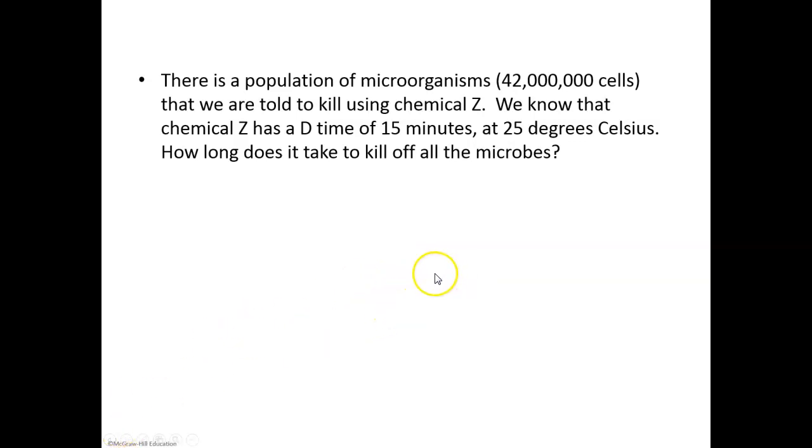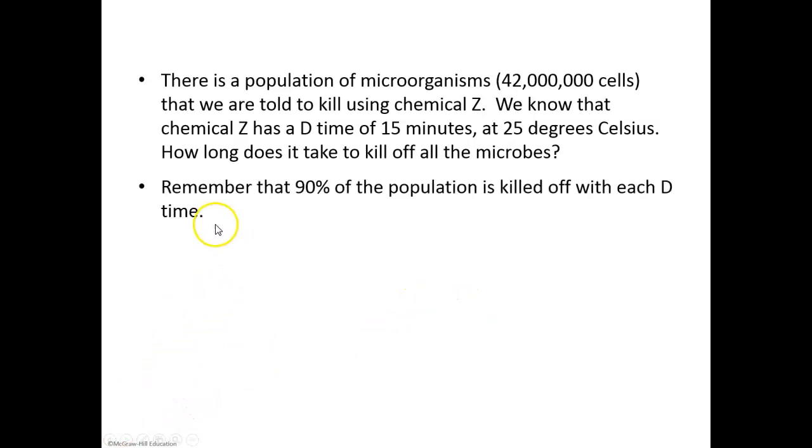Okay, so before we do anything else, before I give you the answer, I want to remind you that we're killing off microbes, and 90% of the microbes are killed with each D time. In this case, the D time is 15 minutes. So every 15 minutes, we're killing off 90% of the population. The population started at 42 million, okay?